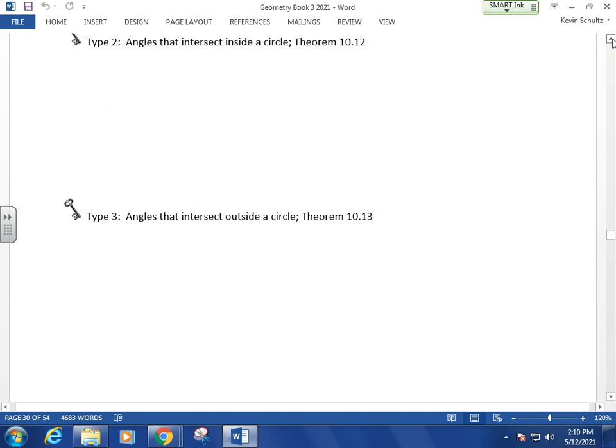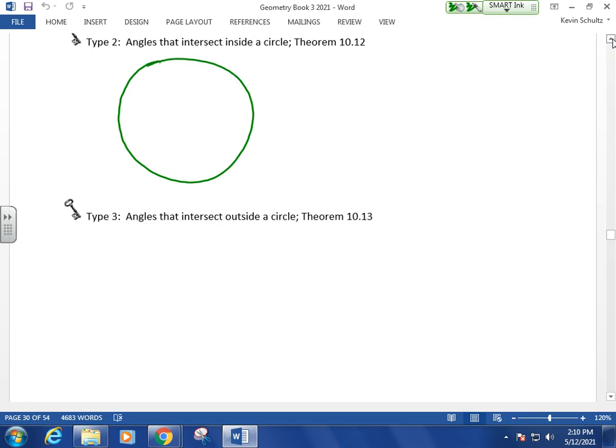See if I can get both these on here. That's perfect. Okay. So angles that intersect inside a circle. So here we've got our circle, and this is going to occur when you have two chords that intersect. So maybe one going like this and one going like that. Our angle that's formed here, our point of intersection, is not the center of the circle, so it's not a central angle. It's not on the circle, so it's not an inscribed angle. So we have a different relationship that exists here.